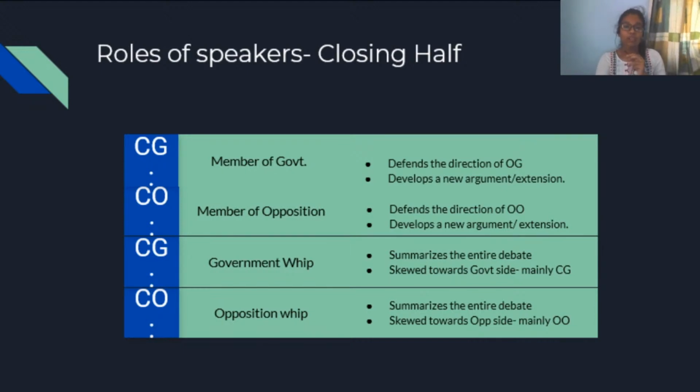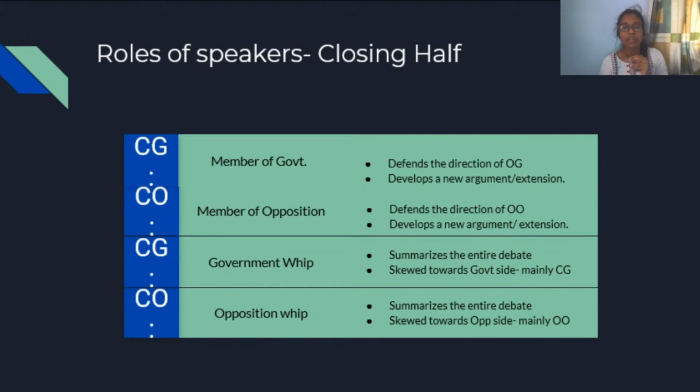And at the end, we have both the whips from both the government side and the opposition side. All they do is summarize the entire debate, but mostly skewed towards their own respective sides and mostly inclined to their respective benches. So the government whip will summarize the entire debate, skewed in favor of the government side, mostly inclined towards the closing government, and the opposition whip does the same towards the opposition side, mostly inclined towards the closing opposition.